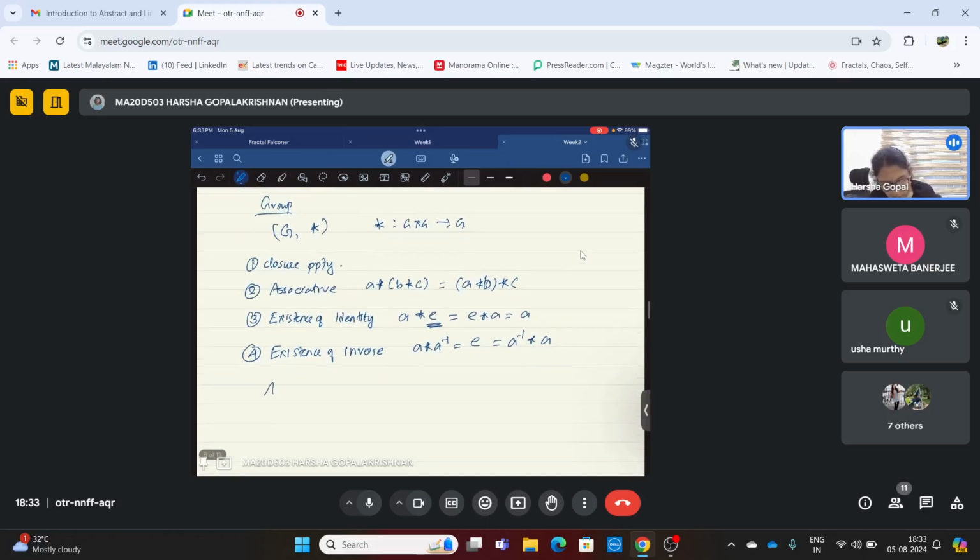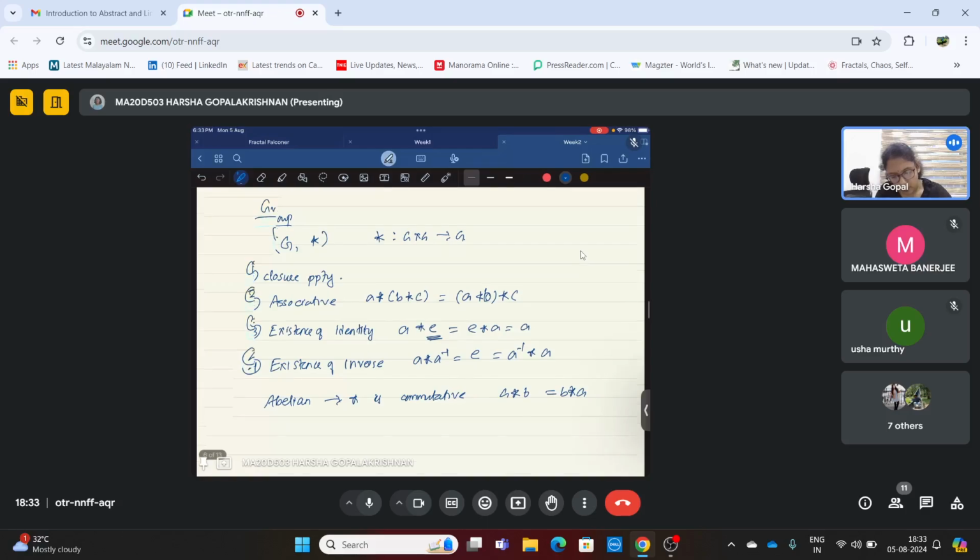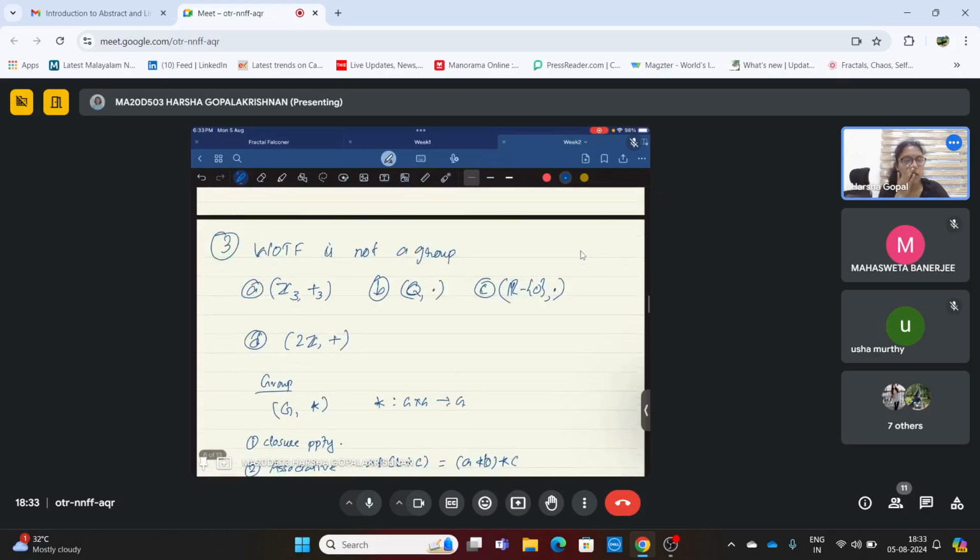And an abelian group means star is commutative also. What does commutative mean? A star B and B star A are equal. That means if I change the order, it should also be the same. That means abelian. Not all groups are abelian; there are non-abelian groups also. Now we will go to the question.